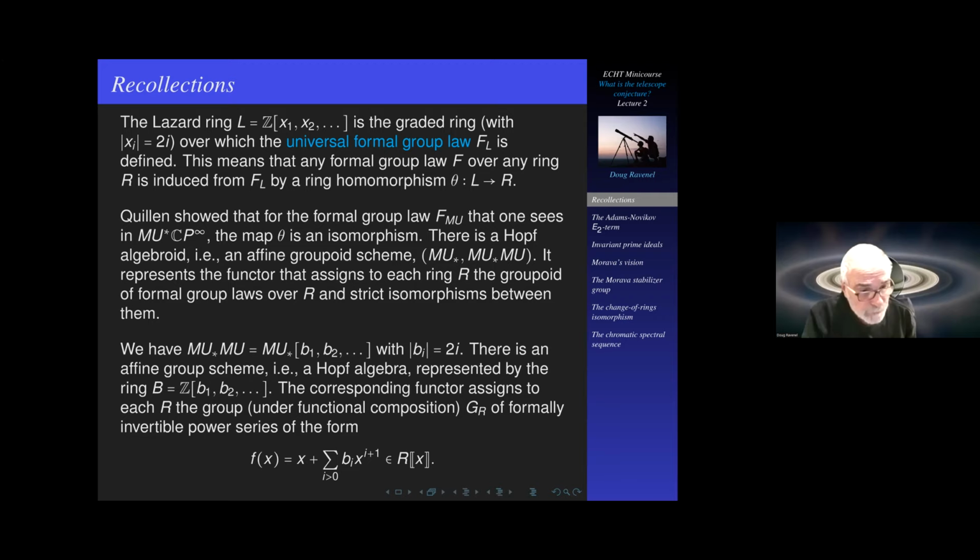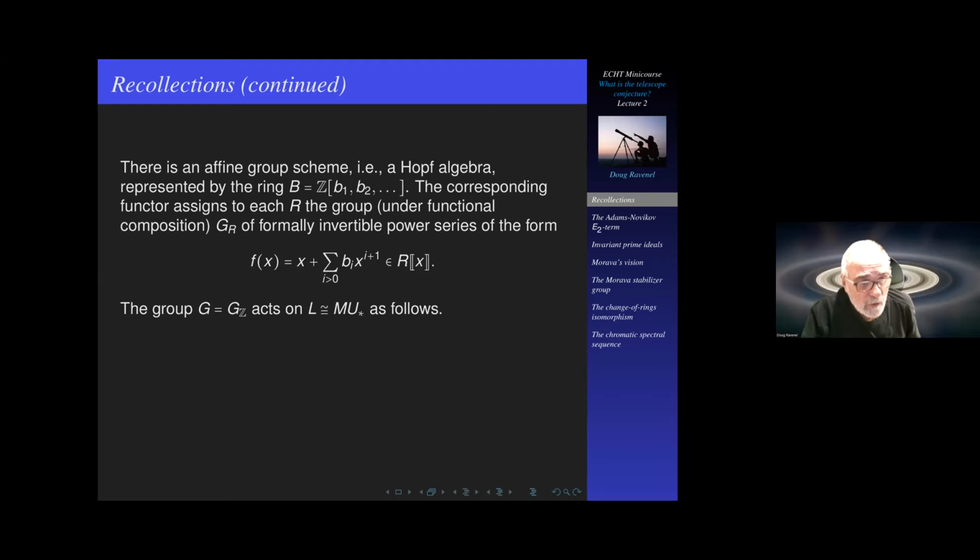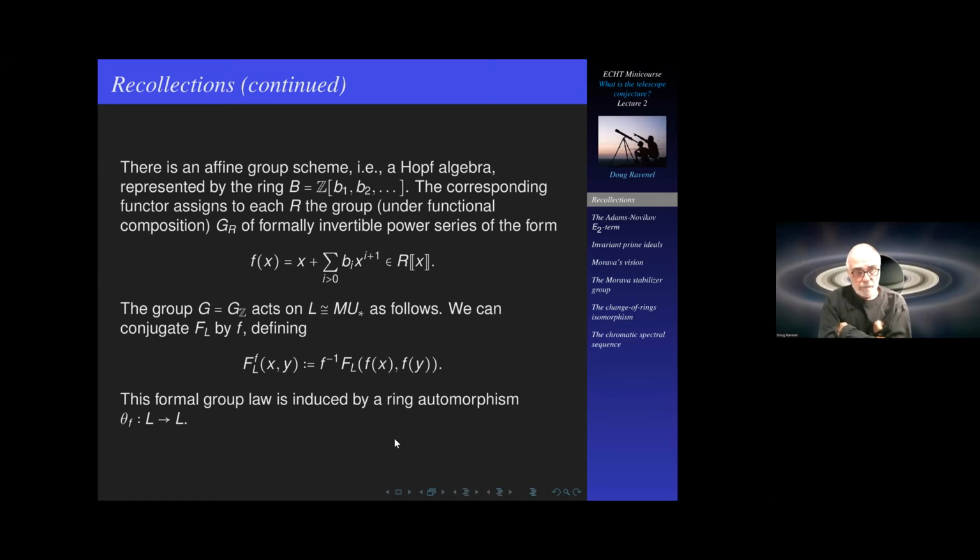Now, this group of power series where the coefficient of X is one is defined for any ring R, and the corresponding group for the integers acts on the Lazard ring in the following way. If we've got a power series F of X, we can define a new formal group law over L by the formula that you see here. This formal group law is induced by some ring automorphism from L to itself. So this defines an action of the group G_Z on L.